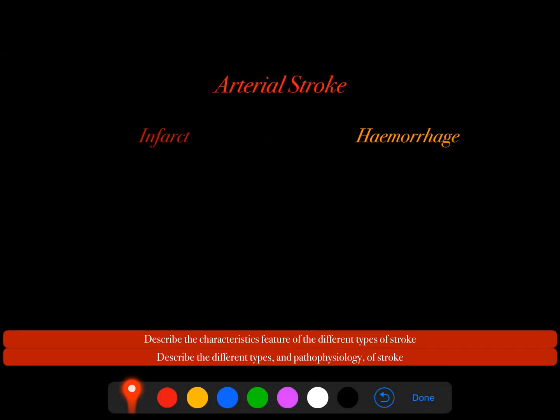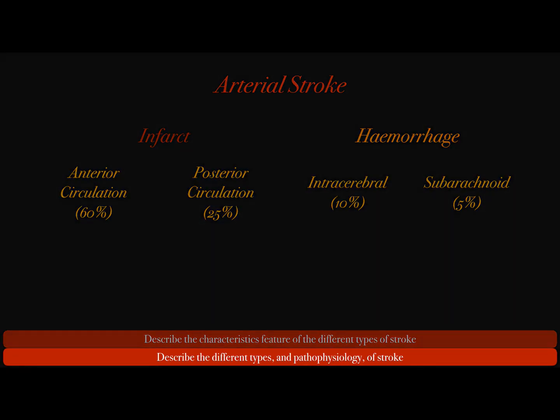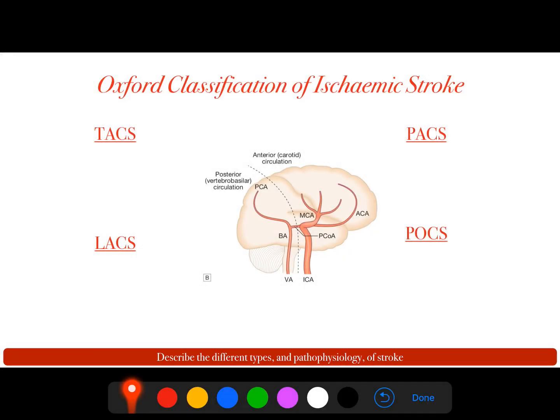A stroke is going to be an infarct or a hemorrhage, a block versus a bleed. If it's an infarct, it's anterior versus posterior circulation. You're more likely to get an anterior circulation infarct. If it's a hemorrhage, it's going to be into the brain or subarachnoid hemorrhage. Funnily enough, 1 in 20 strokes are subarachnoids, and 1 in 10 strokes are bleeds into the brain. So hemorrhagic stroke is more common than we sometimes think.